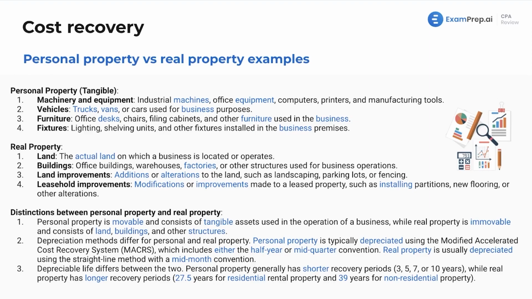So yeah, we're really getting into it and kind of seeing the differences. It's important for you to memorize these, understand, again, the classifications of types of assets and the differences there. And the depreciable life differs between the two. Personal property generally has shorter recovery periods, while real property has longer recovery periods, as we saw, so there's 3, 5, 7, 10 years, as compared to 27.5 and 39. That's a big difference there. Make sure you take note of it.